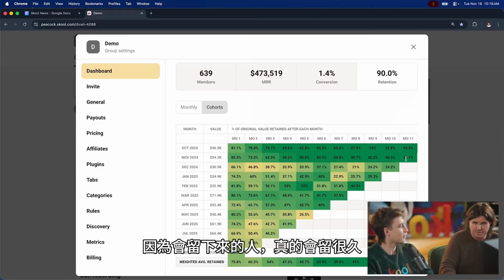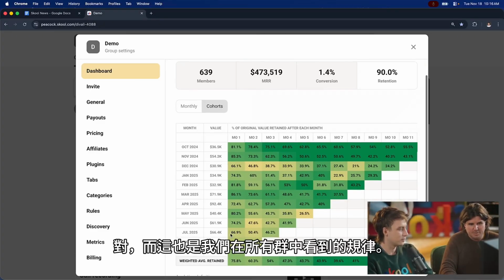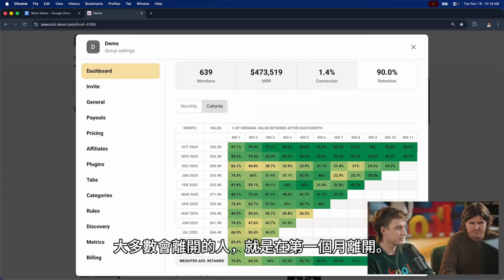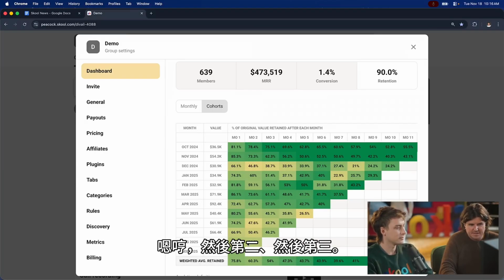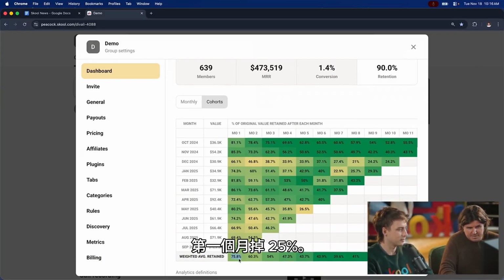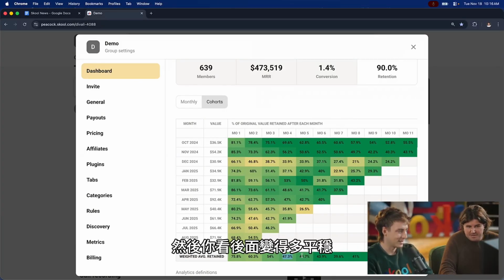Because the people that stick really stick, and most people who churn rapidly in the first 30 to 90 days, right? Yep. And this is basically what we see across the board, is that churn is always highest in month 1. So most people generally churn in the first month, then the second, and then the third. But then after 3, which is 90 days roughly, it flattens. So you can see that here, 25% lost in the first month, 15% lost in the second. Yep. Then it's only 6% here, but then look how flat it is.